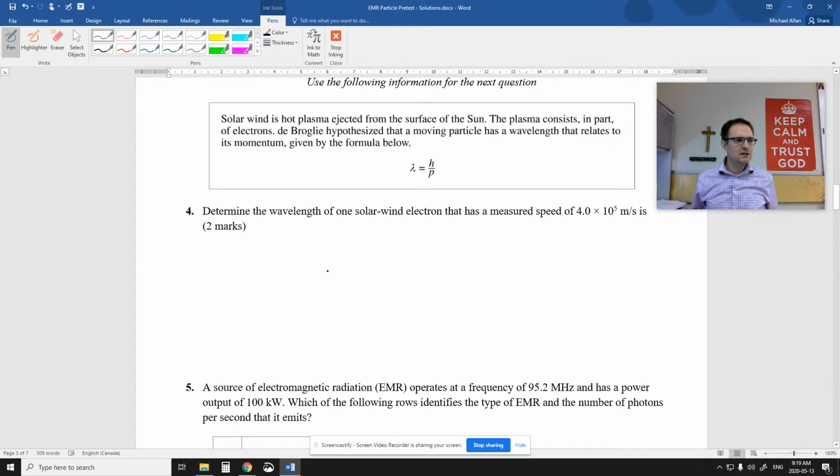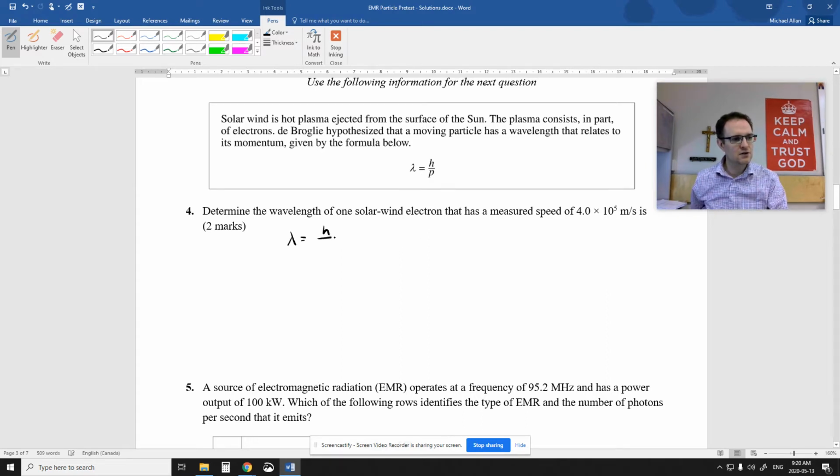Solar wind is a hot plasma ejected from the surface of the sun. Plasma consists of parts of electrons. De Broglie hypothesized that a moving particle charge has a wavelength that relates to its momentum, and they give us a little formula there. What is the wavelength of the solar wind electron that's measured at the speed here? So that's not too bad.